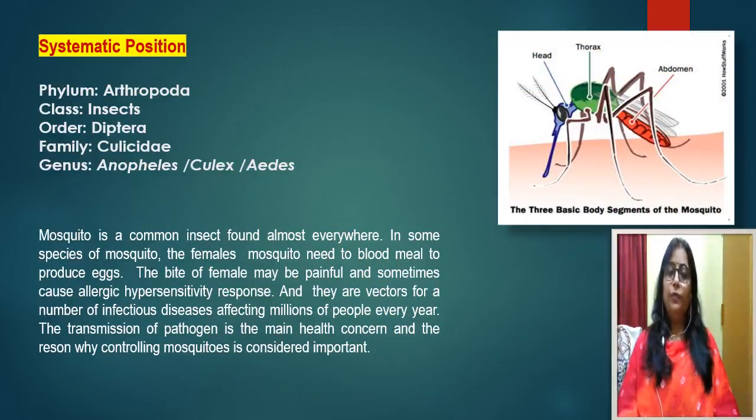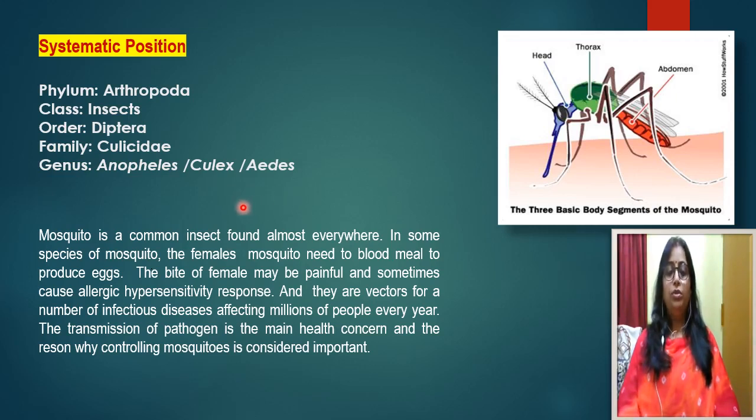It belongs to the phylum Arthropoda because it has jointed appendages and the body is covered with an exoskeleton which is chitinous, and it belongs to class Insecta. Its body is divisible into three parts, that is head, thorax and abdomen, and it belongs to order Diptera. It means one pair of wings, and family Culicidae. It shows complete metamorphosis. Genus Anopheles, Culex and Aedes.